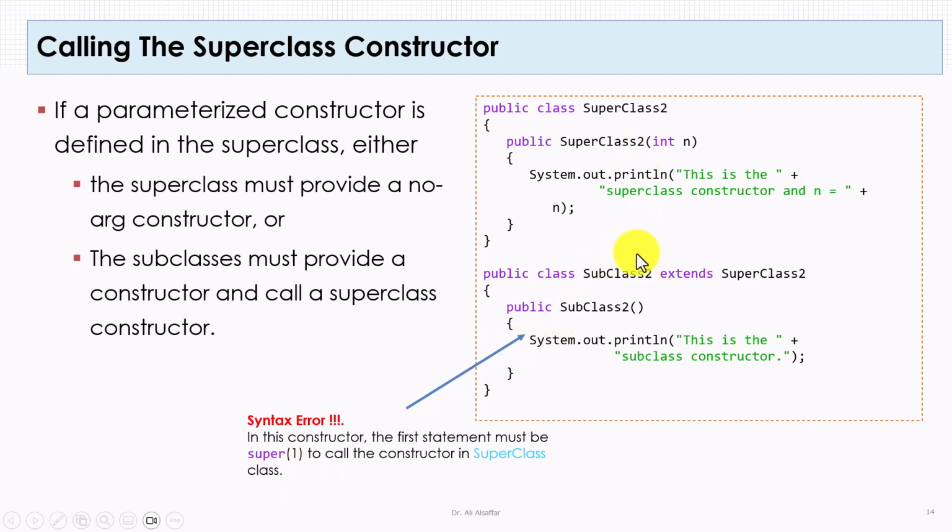To solve this issue in this example, in the constructor for subclass 2, the first line you should write super(1). Now you are explicitly calling the superclass constructor by supplying 1 as the input parameter, and as you can see, it will display the message, this is the superclass constructor and n is equal to 1. So when you try to create an object from subclass 2, what messages will be displayed on the screen? When you write super(1), first the message, this is the superclass constructor and n is equal to 1, will be printed on the screen. Next, the message, this is the subclass constructor.